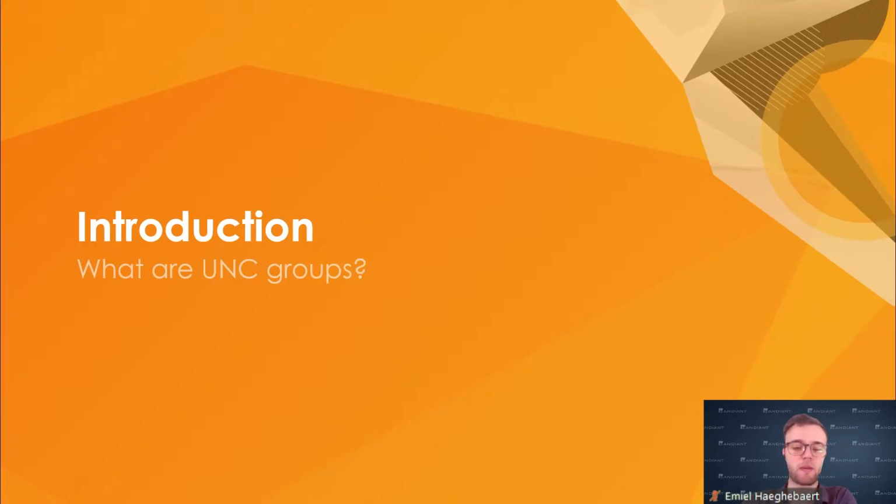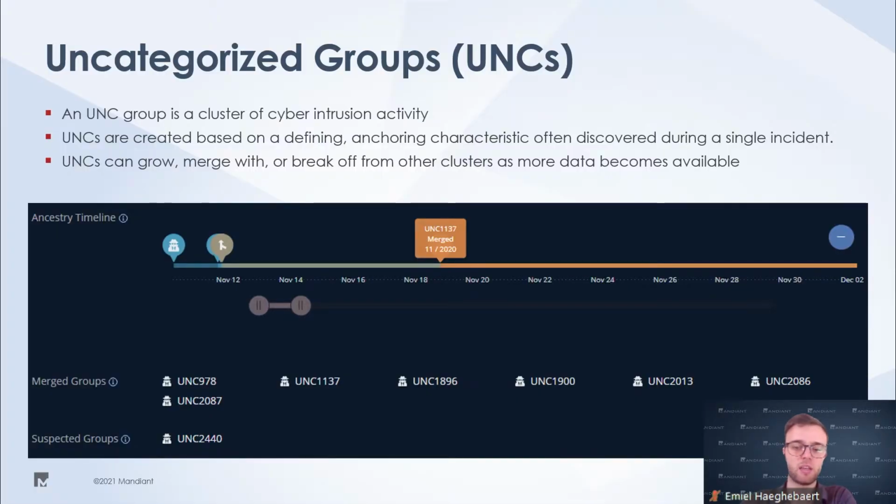So first off, what are UNC groups? In December 2020, FireEye published a blog post detailing its use of UNC groups, also referred to in full as uncategorized groups. This is a way of clustering and keeping track of threat activity clusters that aren't yet eligible to be classified as an APT or a FIN group. And as the blog notes, UNCs are created around a defining, anchoring characteristic of threat activity. And as we discover new artifacts that are associated with other incidents and through proactive collection efforts, this UNC provides a framework for us to join discrete pieces of evidence together.